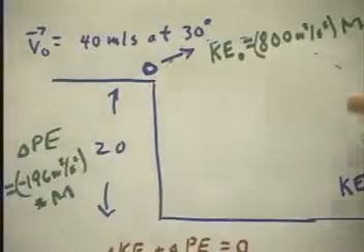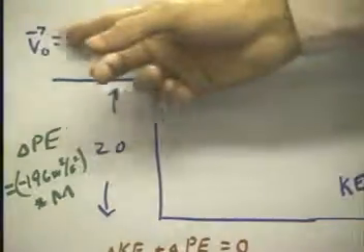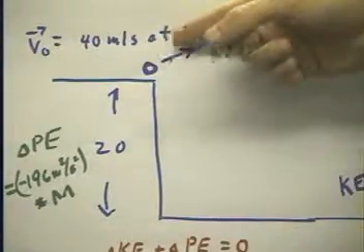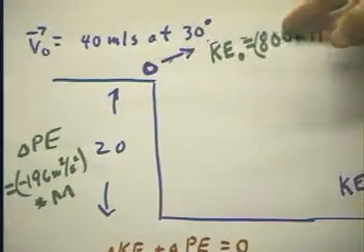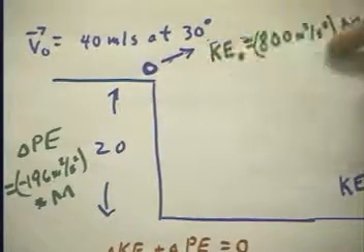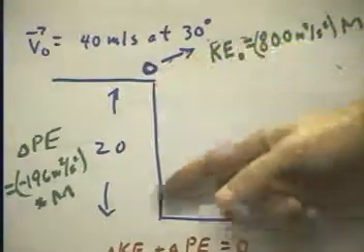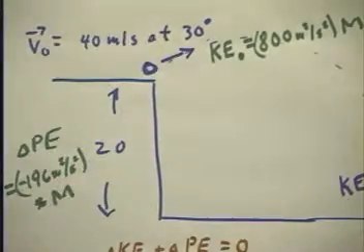Now let's apply this knowledge to a more complicated, or a different type of situation. Let's say we had an initial velocity of 40 meters per second at an angle of 30 degrees with respect to the positive x-axis. So the object is going to go up like this and then come back down, following a parabolic arc.